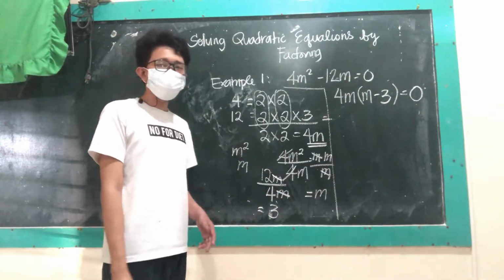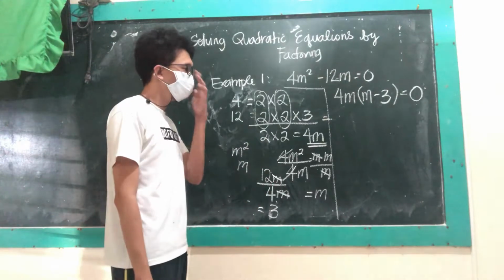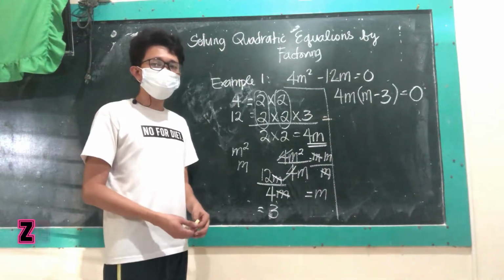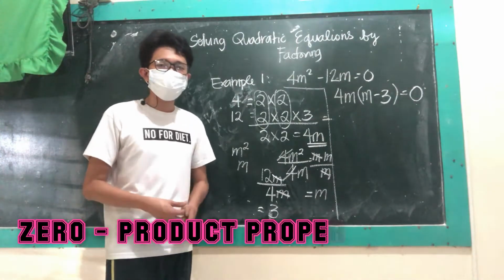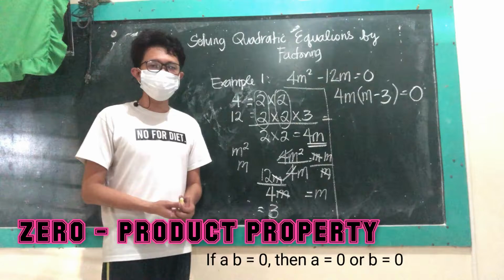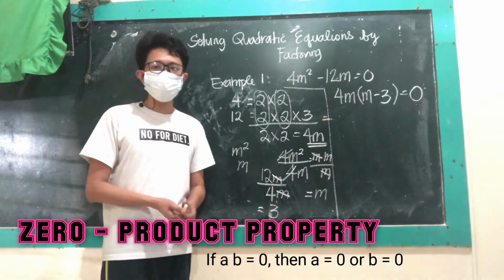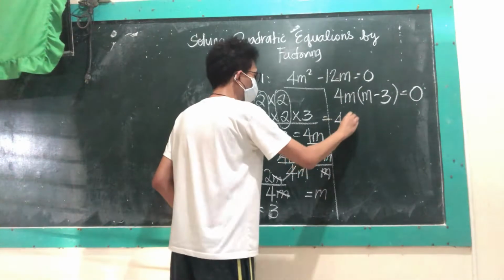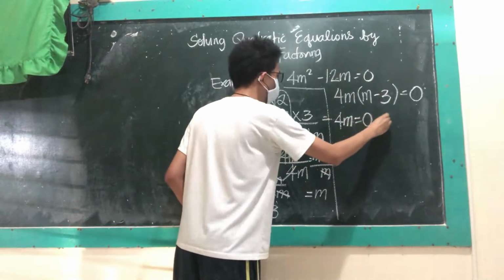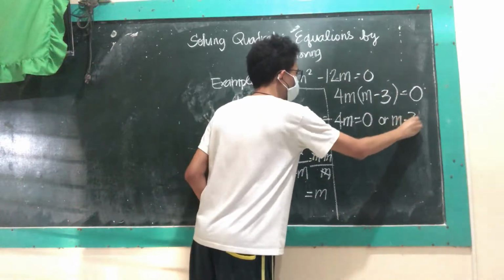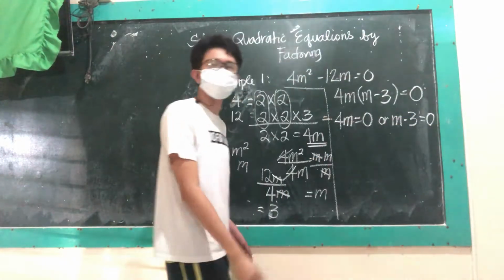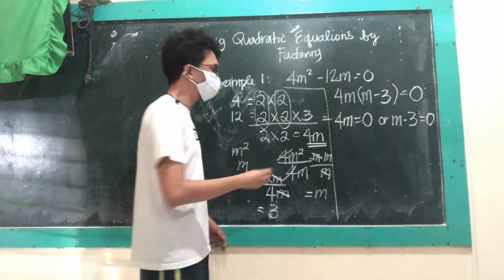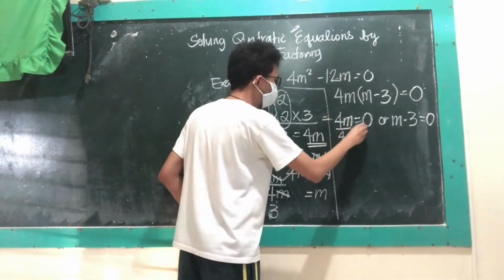Now, by the zero product property, we will separate 4m and m minus 3. The zero product property states that if AB is equal to 0, then A is equal to 0 or B is equal to 0. So we have 4m is equal to 0 or m minus 3 is equal to 0. In order to eliminate 4, we will divide both sides by 4.